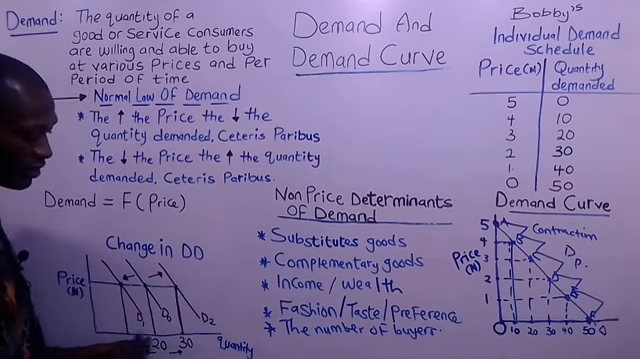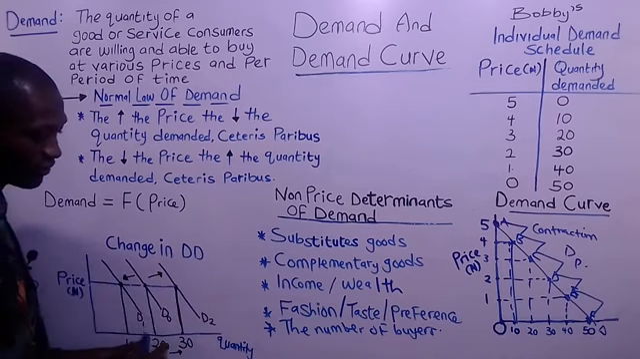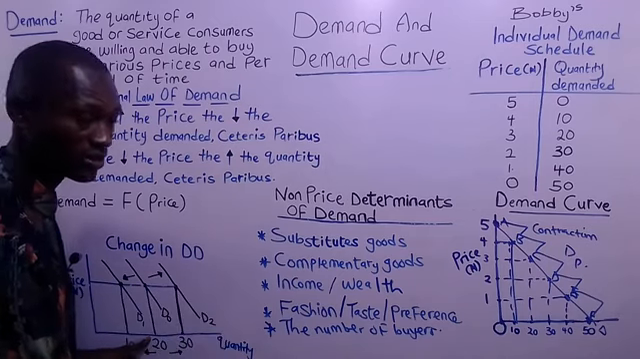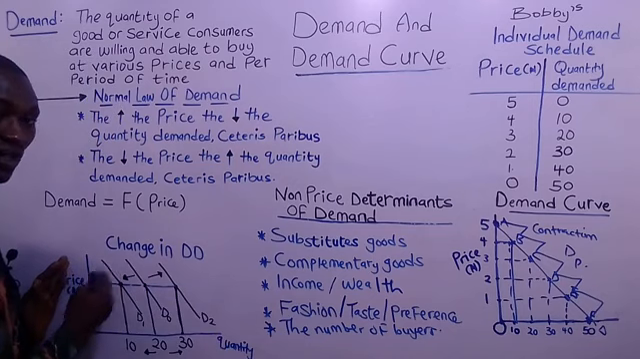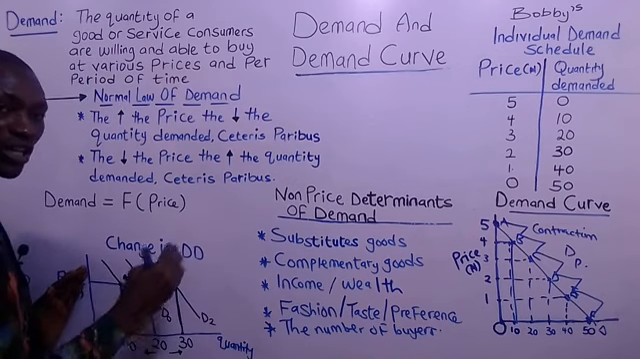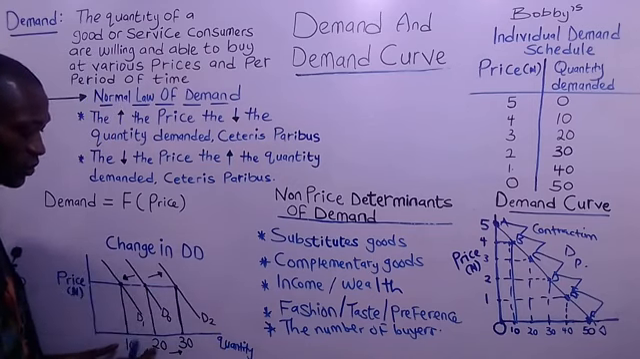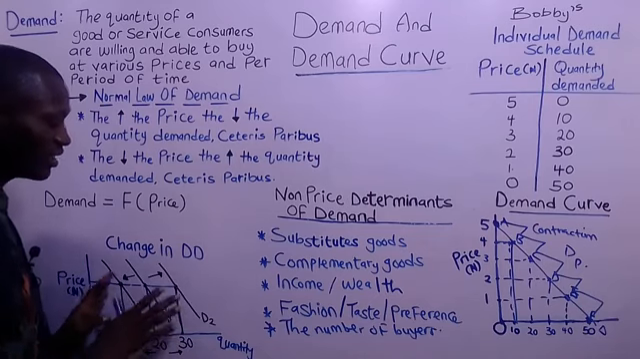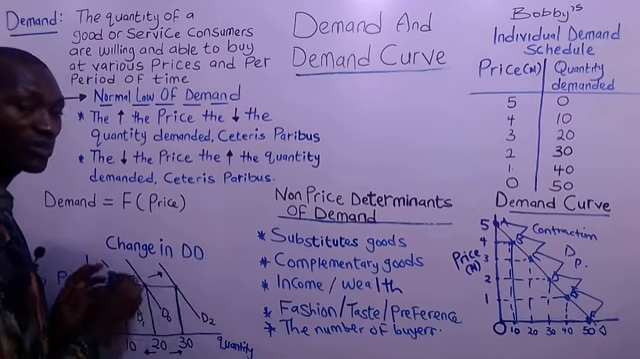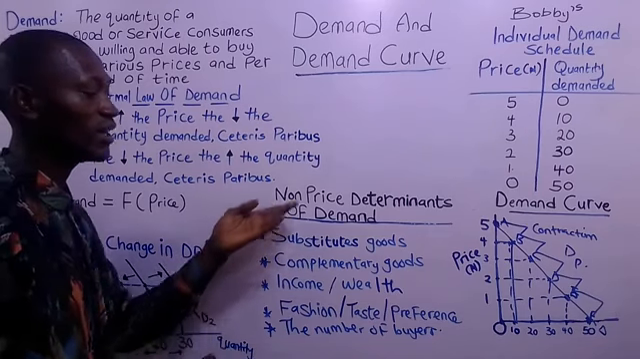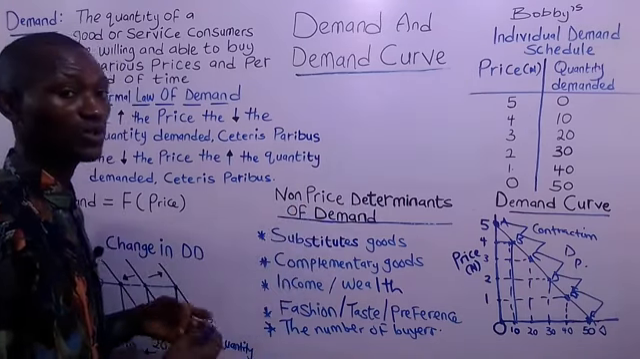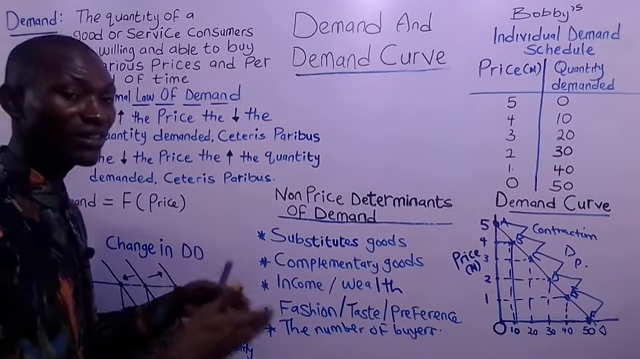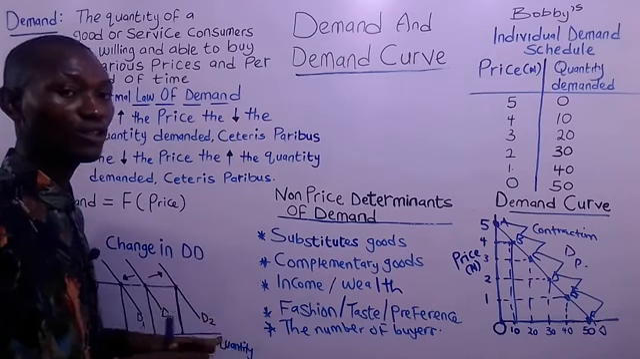You can see from here to here, that's an increase in demand. From 20 to 30, that's an increase by 10 units. And a decrease in demand is a leftward shift or inward shift. So from 20 to 10, that's a decrease in demand. And this increase or decrease in demand is primarily caused by non-price determinants or external factors. They are independent of the price of the commodity in question.